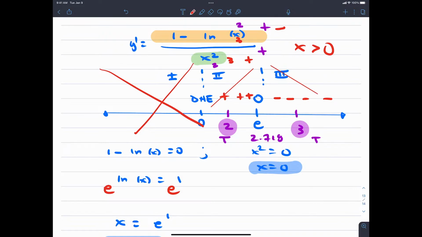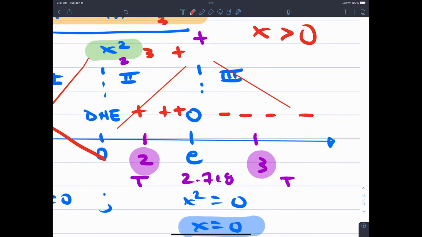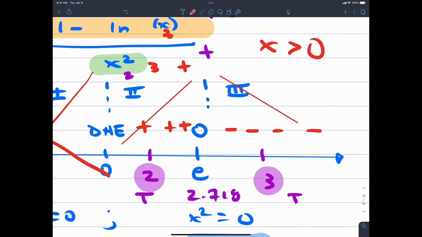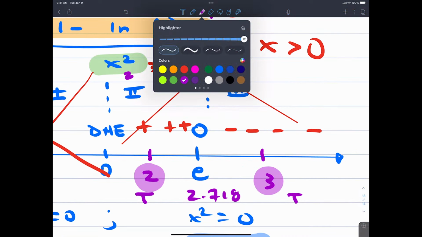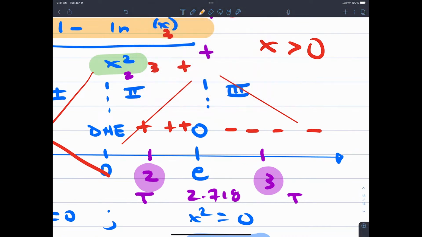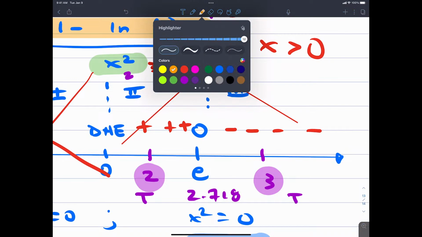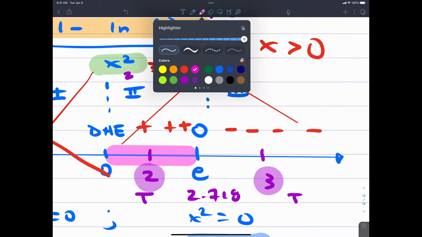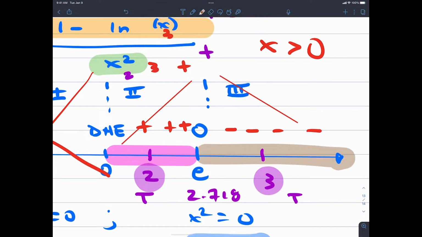So what you guys are seeing here is your answer. This picture is worth what? 1,000 words. In fact, the interval where your function is increasing, ladies and gentlemen, let's find some colors here. Maybe pink. 0 to e. We're increasing. E to infinity, your function's what? Decreasing.